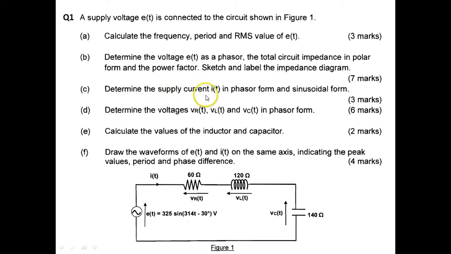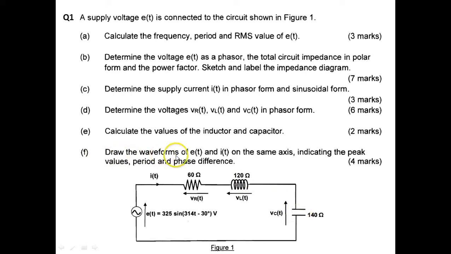Part C wants us to determine the incoming supply current in phasor form as well as in sinusoidal form. Part D wants us to determine the voltages V_R(t), V_L(t), and V_C(t) in phasor form. And Part E wants us to calculate the values of the inductor here, and the capacitor, given the reactance.